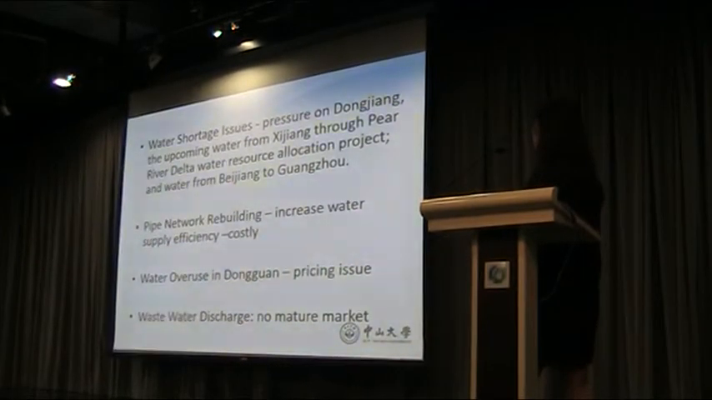But now we have the pipeline network rebuilding problems and the water overuse problems. And these two problems still go back to the water pricing problem, which is the most critical issue for the whole water industries. And for the wastewater discharge, although we have much burden on the whole systems, actually in China today, especially in Guangzhou today, we don't have much mature markets to deal with the water discharge problems at all.